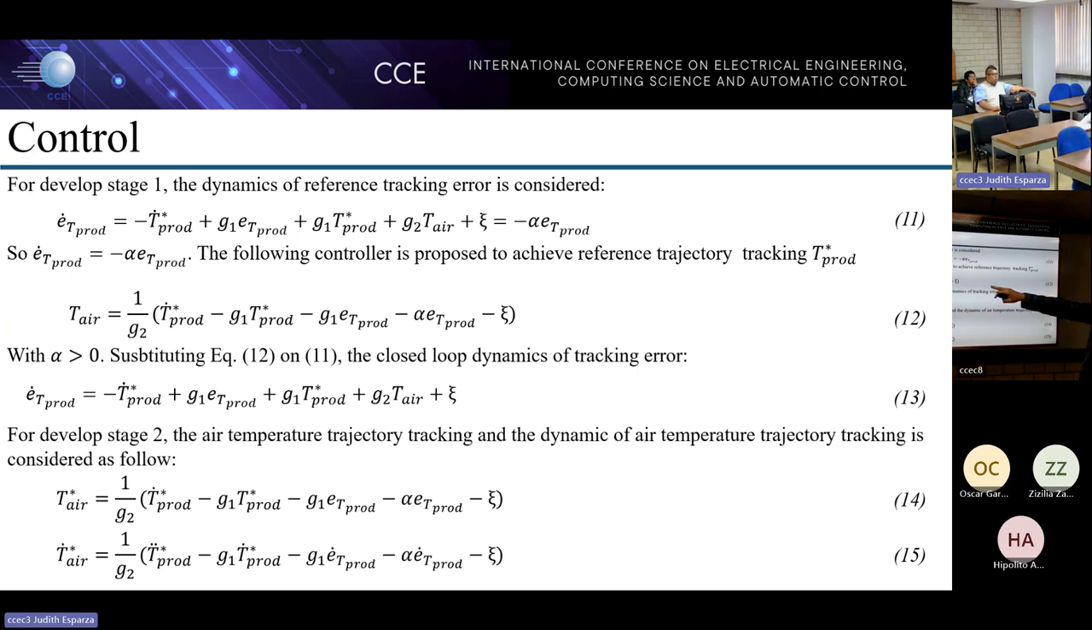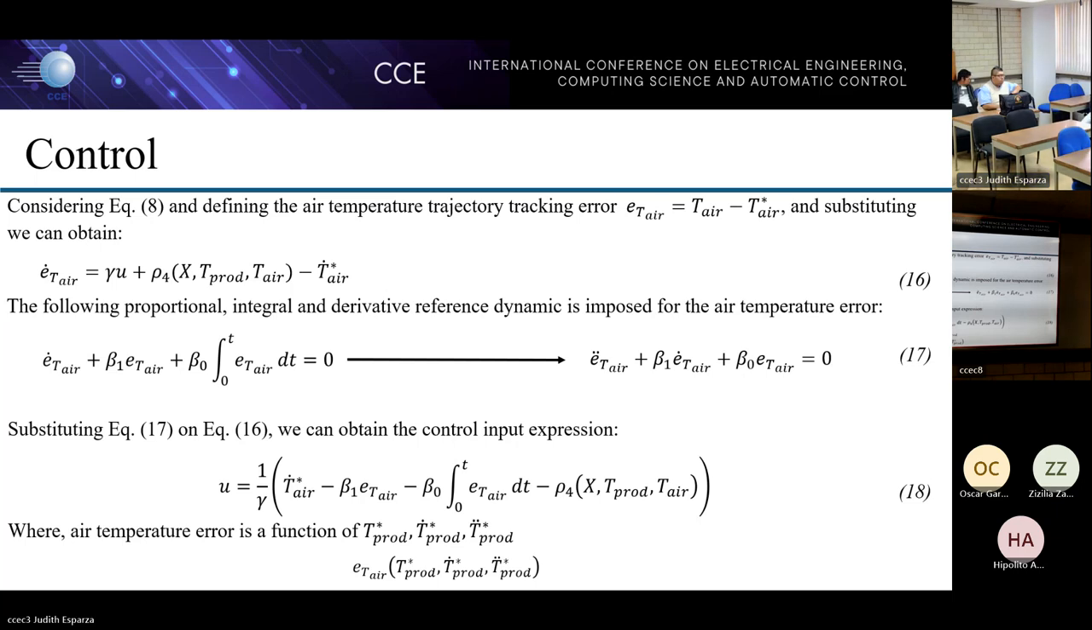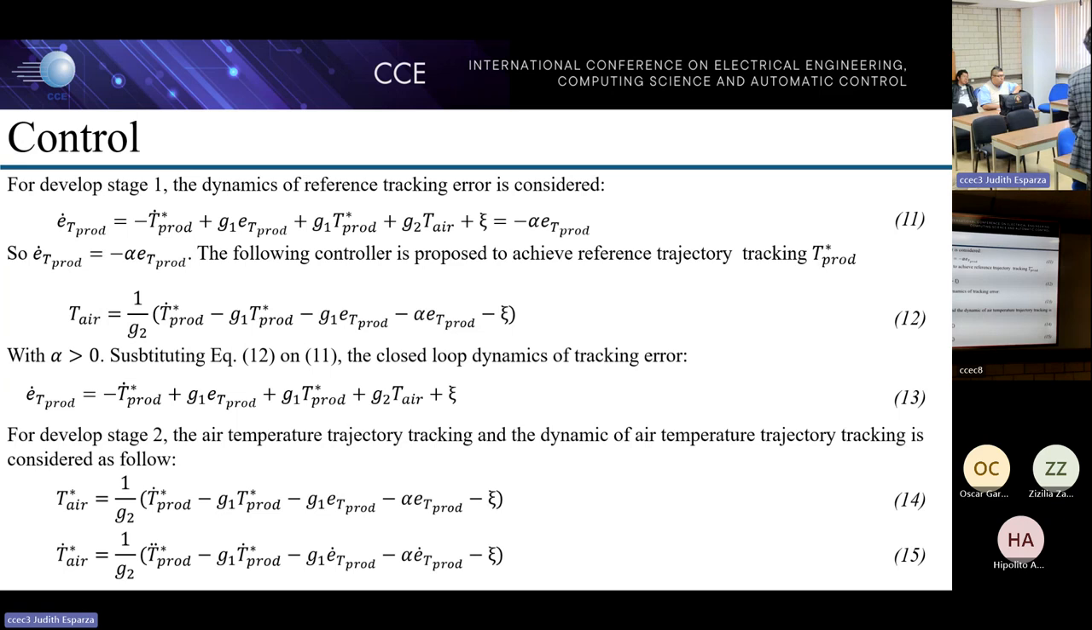This equation 12 is important because we observe that the air temperature depends only on the trajectory proposed. If we consider alpha positive, we can observe in equation 13 that the dynamic of the error depends just on the proposed trajectory of the product temperature. For develop stage 2, the air temperature trajectory tracking and the dynamic of the air temperature tracking is considered in equations 14 and 15. We have seen that the states depend just on the proposed trajectory.